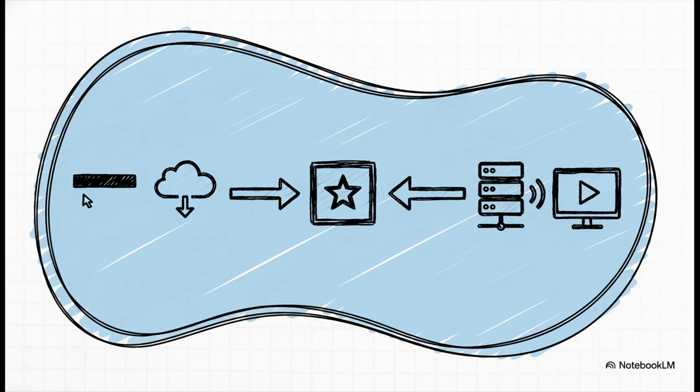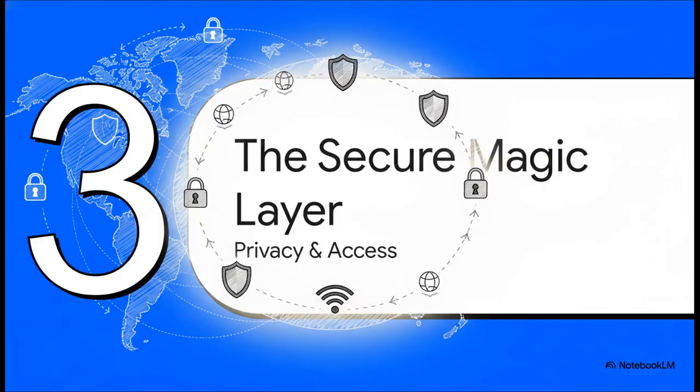But this is great for at home. What about when you're out and about? How do we make it accessible anywhere? And that brings us to the magic layer. This is the networking and security part of the stack that really ties everything together. It's what makes it private, secure, and accessible from anywhere on the planet.